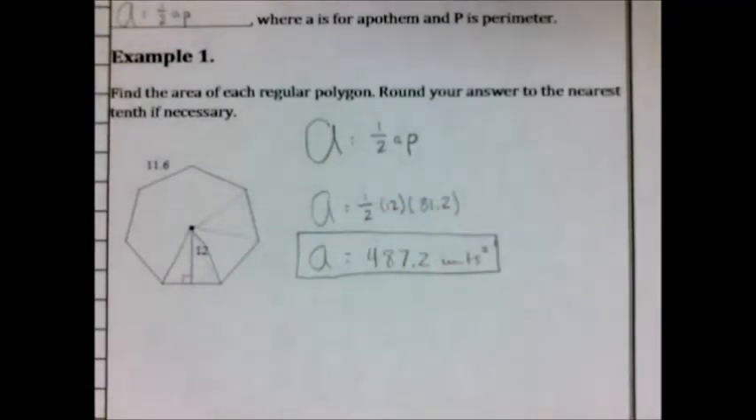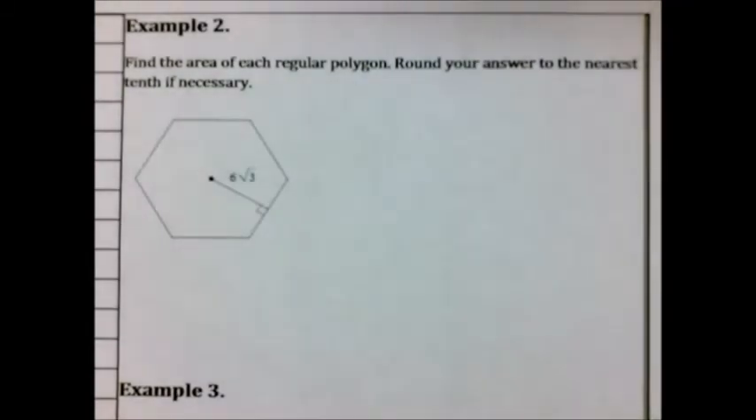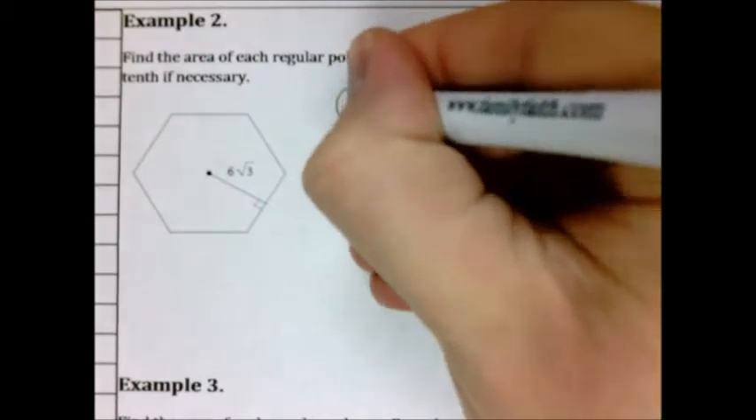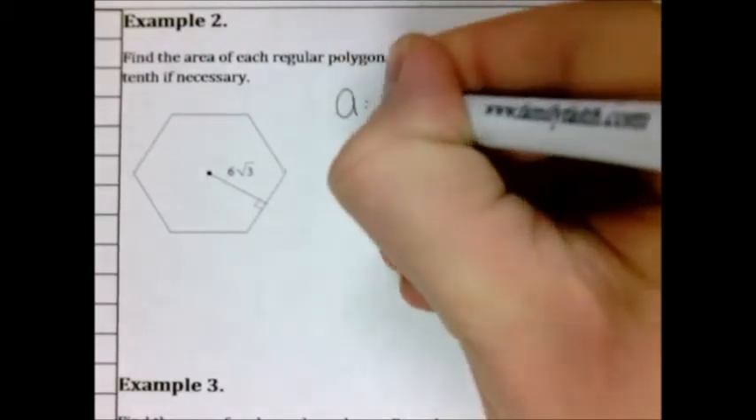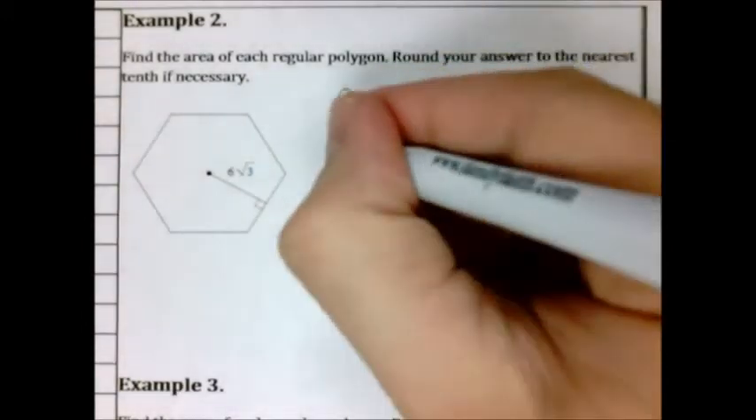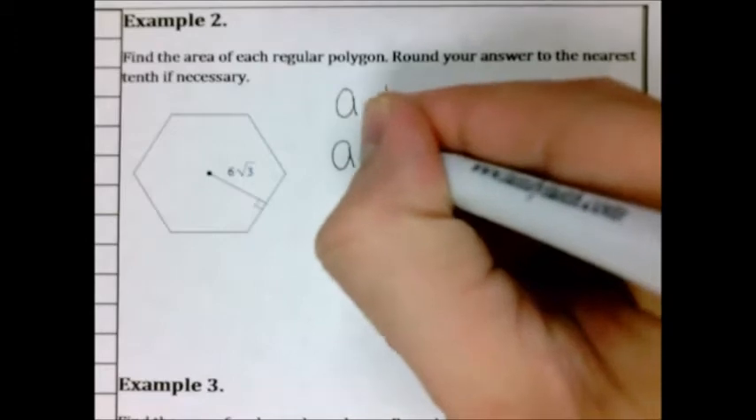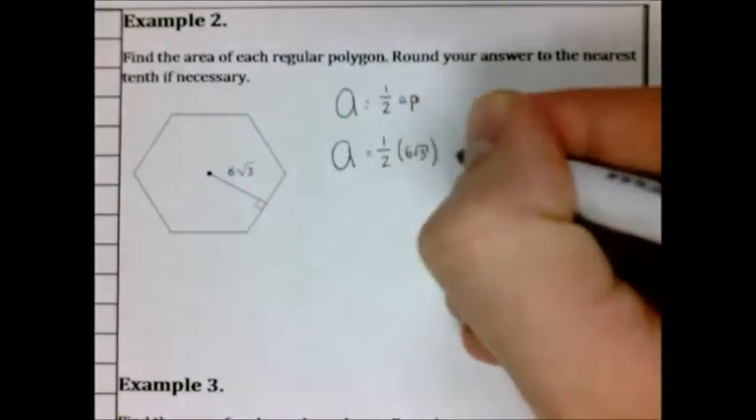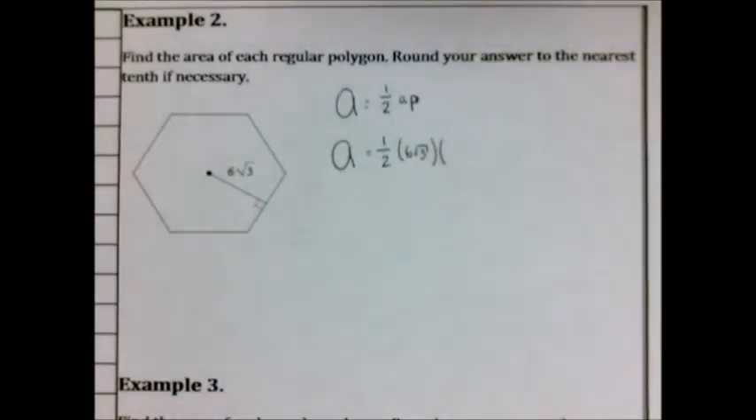All right. So that first example wasn't too difficult, but now it's going to get a little bit harder. We again are trying to find the area of this polygon, and we're going to use area is equal to 1/2 times the apothem times the perimeter. If we plug in the information we're given, the apothem is 6 times the square root of 3, but we do not know what the perimeter is.